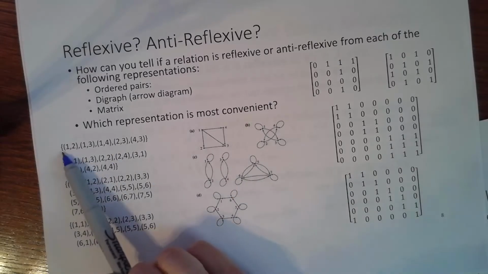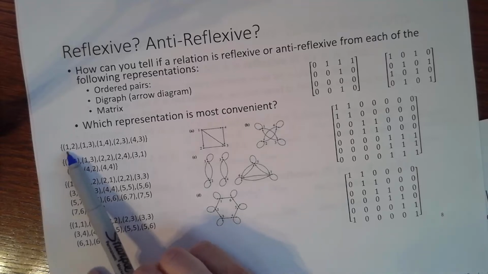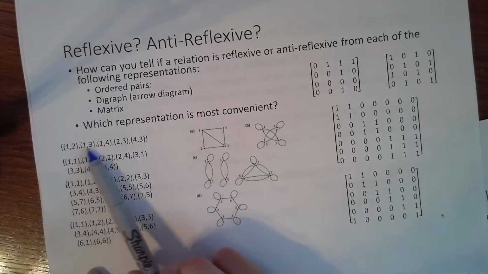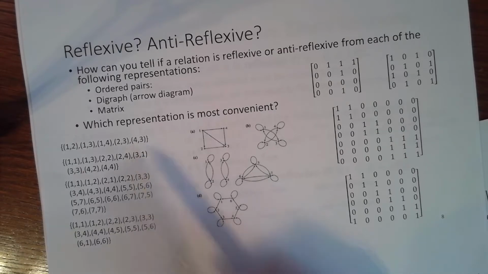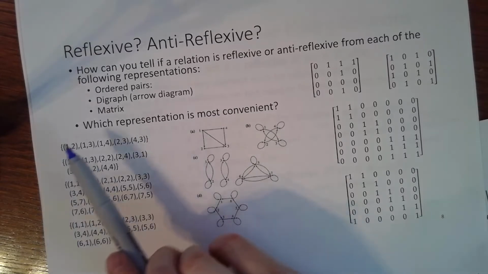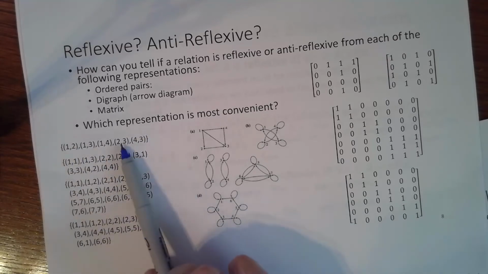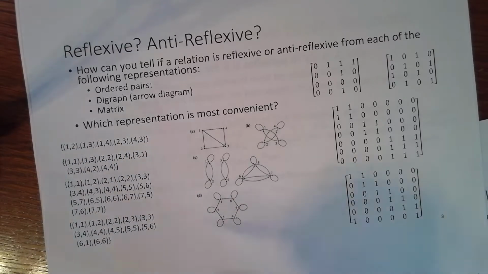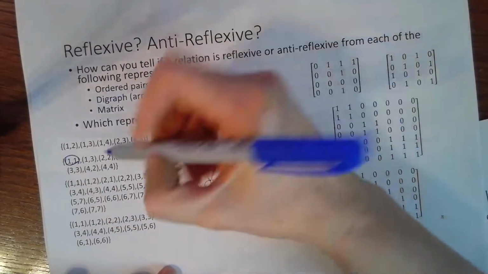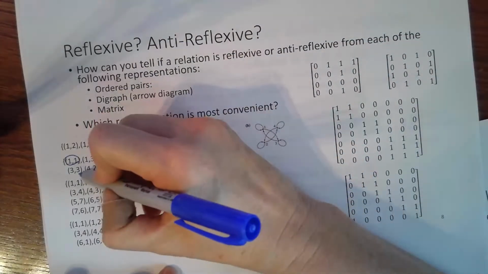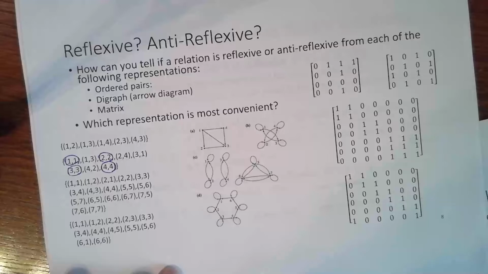So I could go through and just check. Do I have 1 related to 1, 2 related to 2, 3? In none of these do I have an ordered pair where both the first and the second elements are the same. So is this one reflexive? No, I never have that 1 is related to 1, 2 is related to 2, or 3 is related to 3. Whereas if I look at the second one, I've got 1 related to 1, 2 related to 2, 3 related to 3, and 4 related to 4.